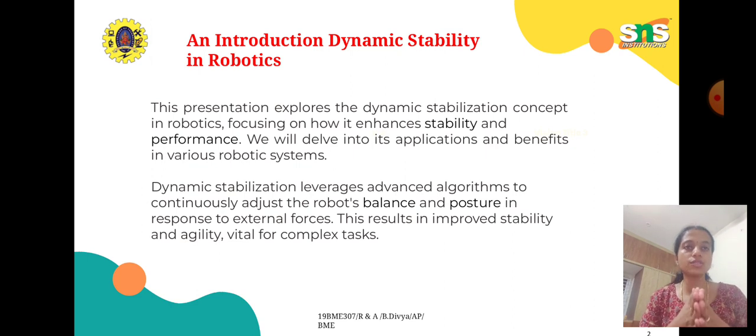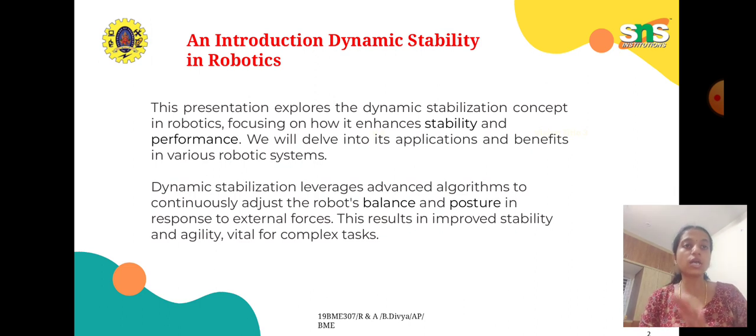An introduction to dynamic stability in robots. This presentation explores the dynamic stabilization concept in robots, focusing on how it enhances stability and performance. We will delve into its applications and benefits in various robot systems.